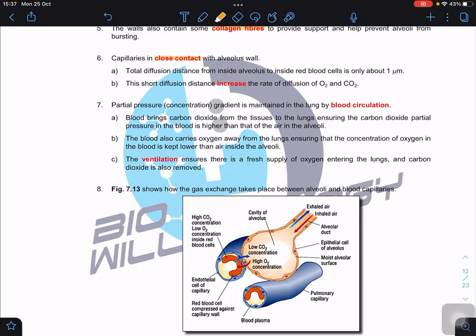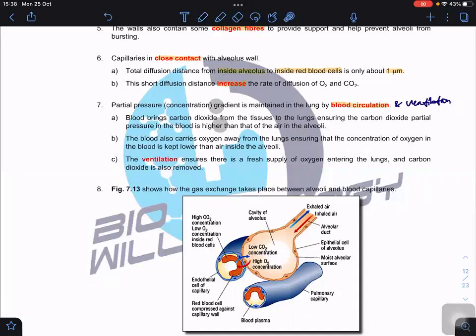So what is the total diffusion distance? From the inside of the alveolus to the inside of the red blood cell, it's only about 1 micrometer. So this is how short the diffusion distance is. And we know that a short diffusion distance increases the rate of diffusion of O2 and CO2. And we need to maintain a steep partial pressure gradient. How do we maintain it? It is maintained by the blood circulation as well as the ventilation, meaning the inhalation and exhalation.